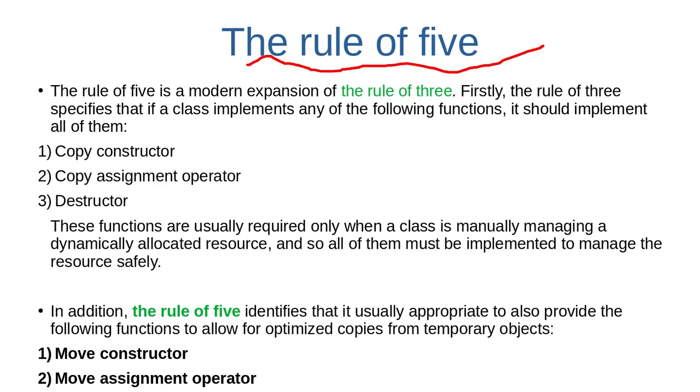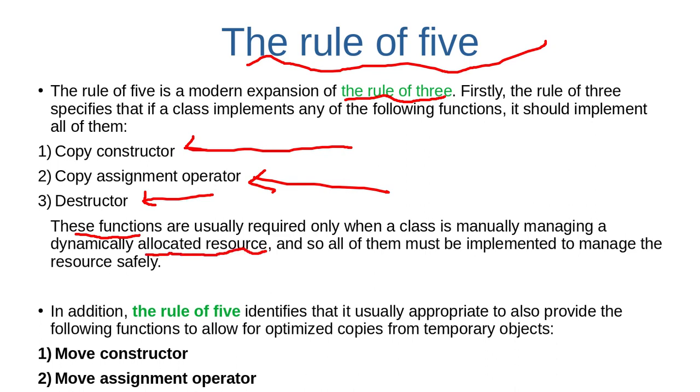The rule of 5. The rule of 5 is an extension of the rule of 3, which says that if you implement any one of these, the copy constructor, copy assignment operator, or destructor, it means that you have to implement all 3 of them. These functions are usually required only when a class is manually managing a dynamically allocated resource, like the one we saw. The unique pointer points to a vector, and so all of them must be implemented to manage the resource safely. This is the rule of 3.